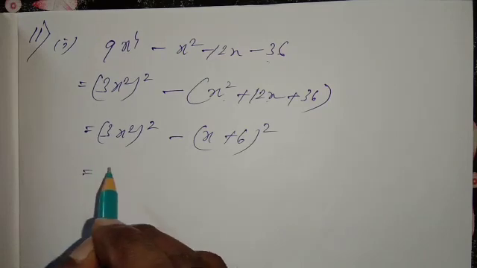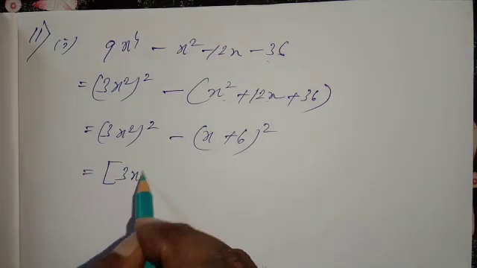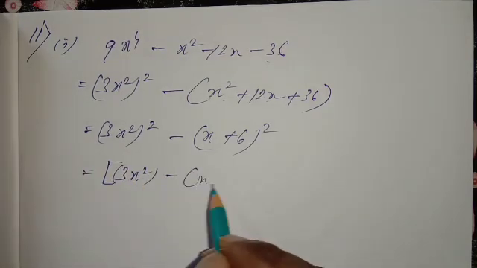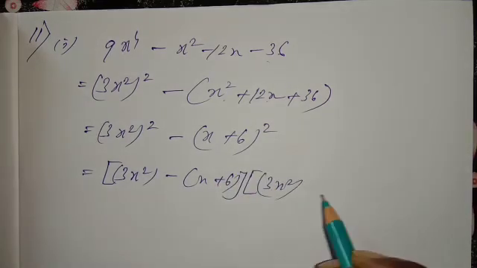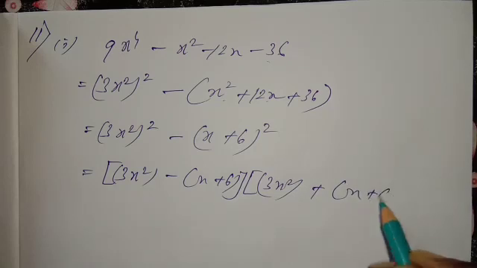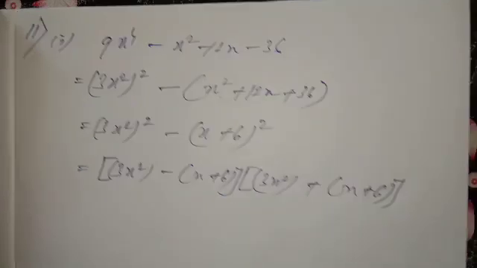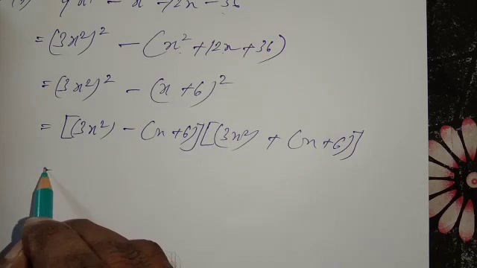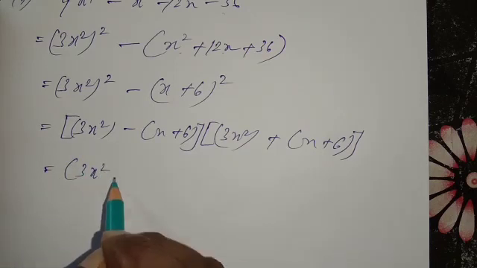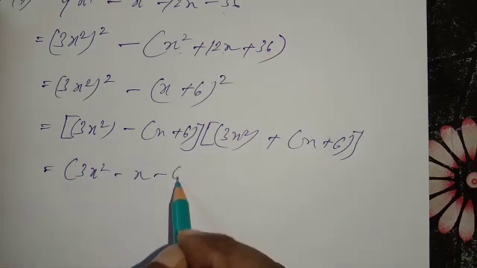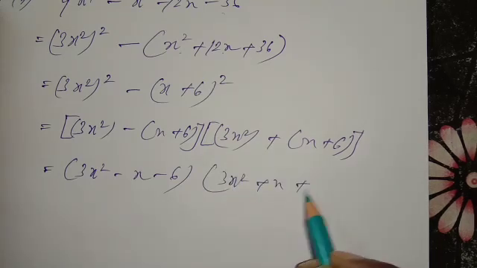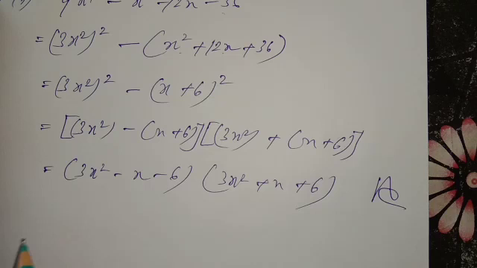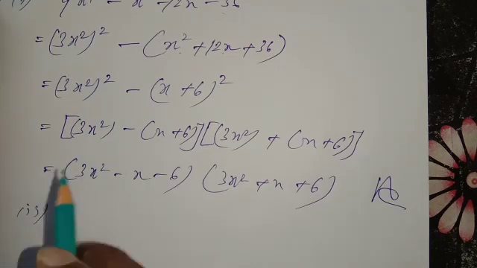Now the a square minus b square formula. a means 3x square, and a minus b, where b is x plus 6. The second one will be a plus b, that is 3x square plus (x plus 6). Now open the bracket. This will be 3x square minus x minus 6. The second one will be 3x square plus x plus 6. This is the answer of number 11 first part. Now come to 11 second part.